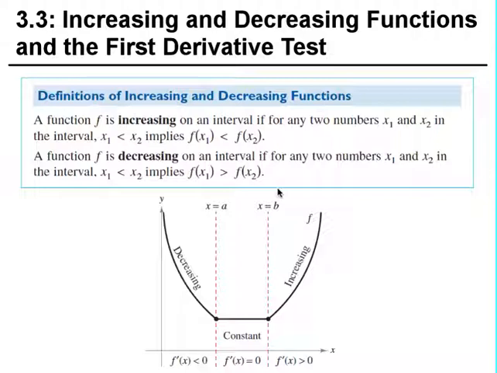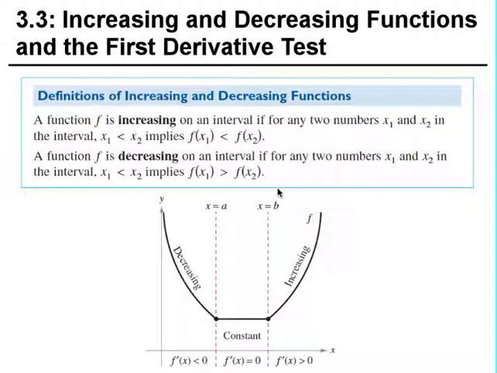Remember, decreasing meant the graph went down. You can see that in the diagram here. Increasing meant the graph went up. So basically, increasing means that your values of f of x are gradually getting larger, and that's what this statement means when it gives you the definition of increasing. And decreasing functions means the values of f of x are gradually getting smaller. Notice you also have an option that the function can be constant.